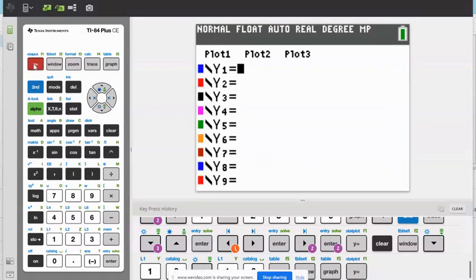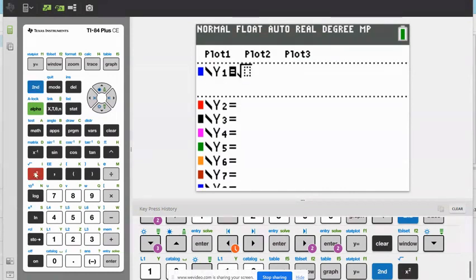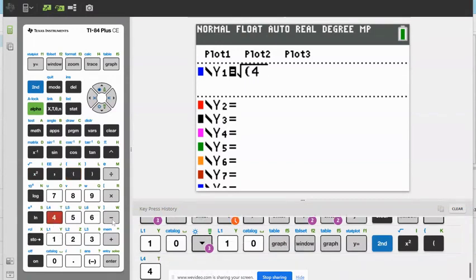Okay, so now let's enter this in. So it's going to be a little fun entering this in. Do second radical, so second x squared gives you the radical. Now we need parentheses. So in our parentheses, I'm going to have 4 minus x, close those parentheses, and what do I have to do to it? Square it.